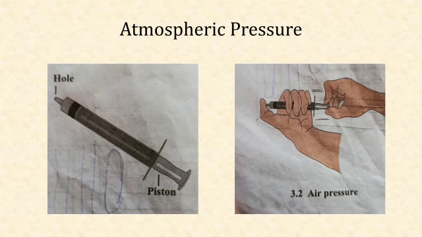When the inlet hole is closed and you try to pull the piston, you will find it very difficult to pull the piston. You have to apply more force to pull the piston. And when you let go of the piston, it is immediately pushed in. Why does this happen?